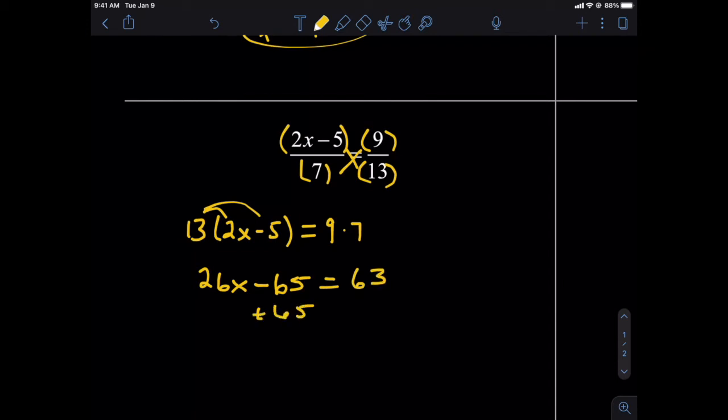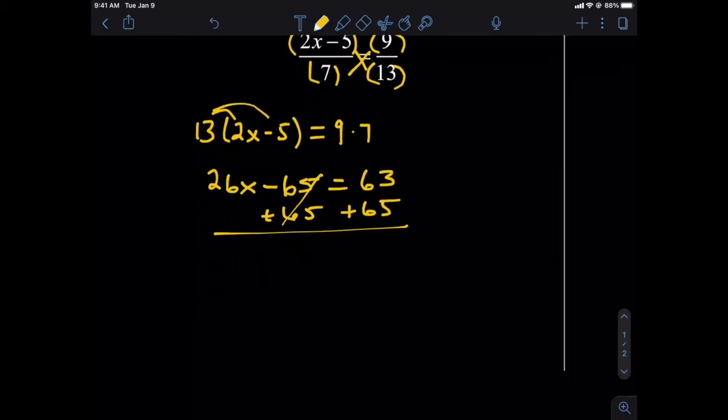Start by adding 65 to both sides. We are going to cancel out the 65s on the left, leaving us with 26x is equal to, the sum of these two things is 128. Now we're going to divide by 26.